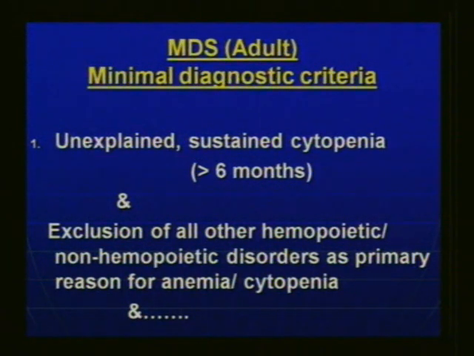So what are they? One, as I said earlier, there should be unexplained and sustained cytopenia, maybe in just one cell line, just anemia or thrombocytopenia or leukopenia, or different combinations, bicytopenia or pancytopenia, and that should be of more than 6 months duration. And second, an important one, is exclusion of all other hemopoietic and non-hemopoietic disorders as the primary reason for this cytopenia. That has to be excluded.